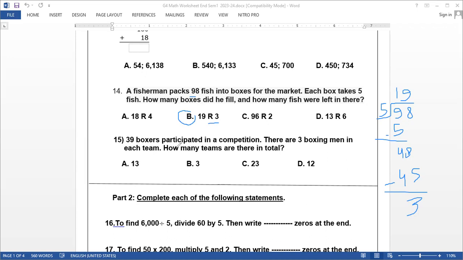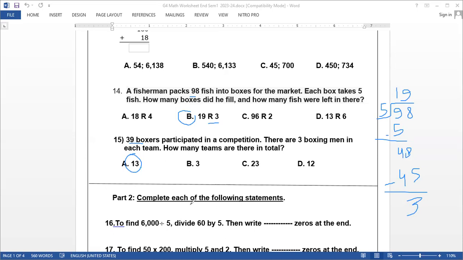39 boxers participated in a competition. There are 3 boxing men in each team. How many teams are there in total? Now we need to know how many teams. We need to divide 39 by 3. Of course, 39 divided by 3 equals 13. So we'll have 13 teams because he wants to divide the boxers into groups of 3.